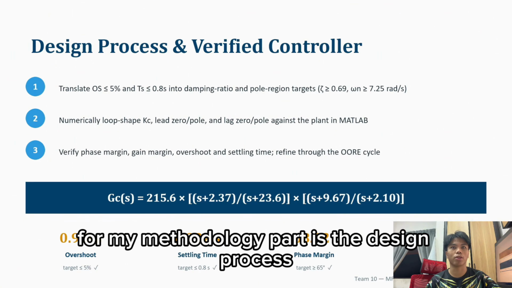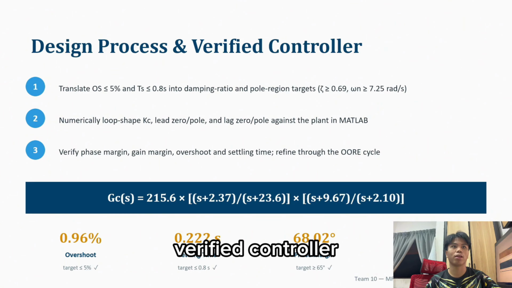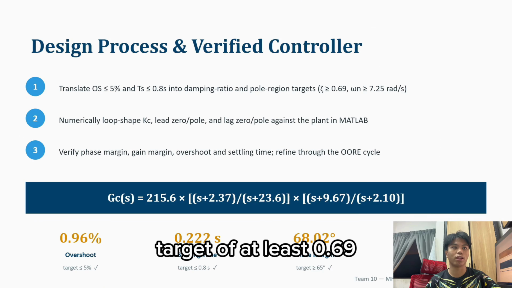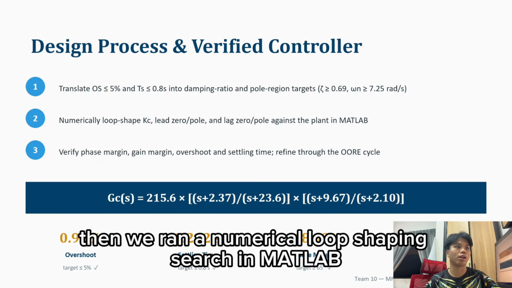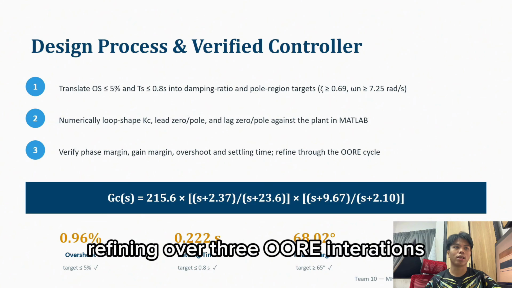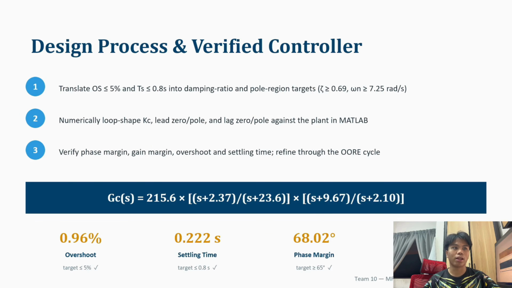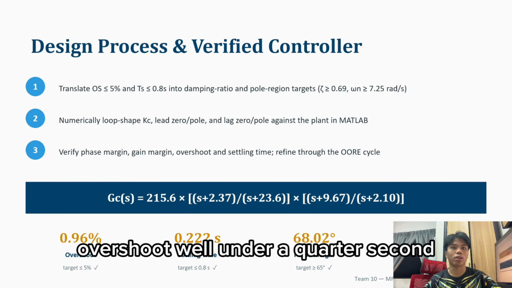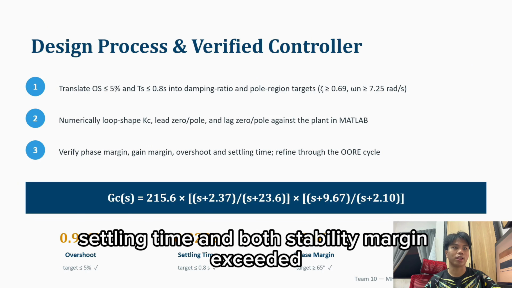And the last part of my methodology is the design process and the verified controller. We translate the overshoot and settling time limits into a ratio target of at least 0.69. Then we run a numerical loop shaping stage in MATLAB across gain, lead, and lag parameters, refining over three iterations. The final controller gain is 215.6 with those lead and lag zero pole pairs. It passes all four Table B2 requirements with comfortable margin: under 1% overshoot, well under a quarter second settling time, and both stability margins exceeded.